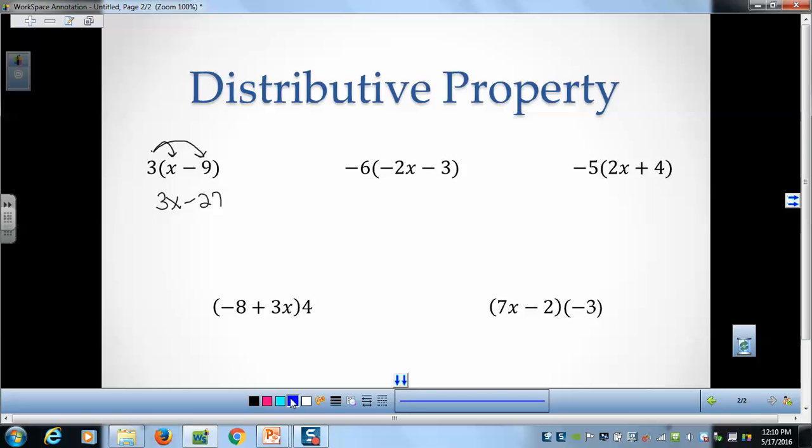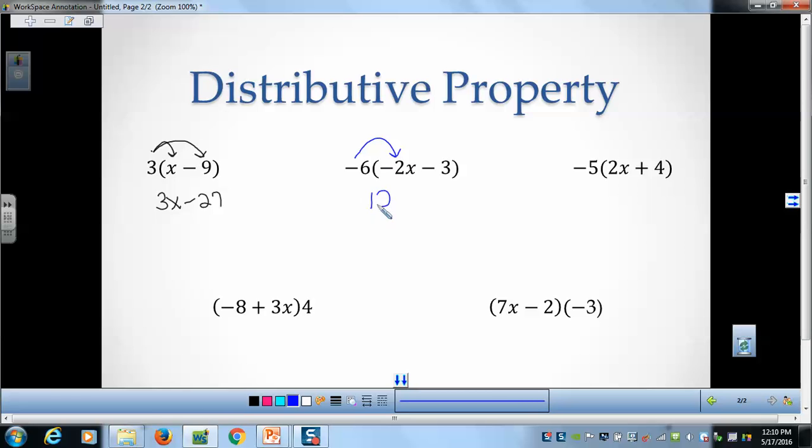This time, I'm going to distribute negative 6 to some number inside of our parentheses. Now, once again, this number is broken into 2 components. We have a variable component, so we have an unknown, but we still distribute. So I do negative 6 times negative 2x. Now, a negative times a negative is a positive. 6 times 2x would give us 12x's.